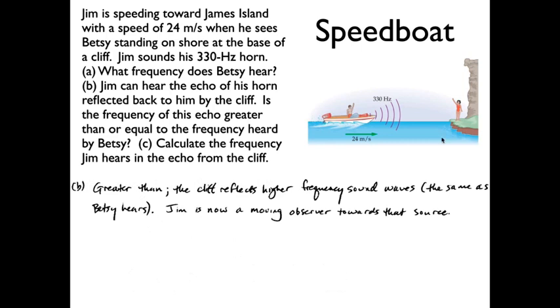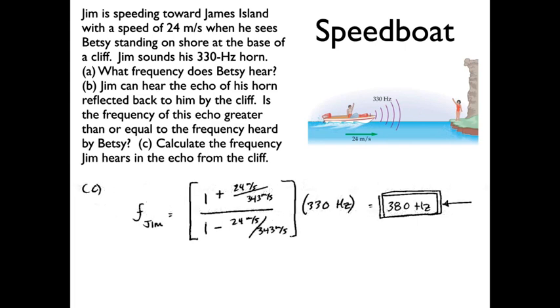Well, those 355 hertz waves are going to bounce off the cliff, and they're going to come back to Jim. And now you have a situation where he is a moving observer moving into that sound. So he's going to encounter wave fronts at a greater rate than he would if the boat were stationary. And so he is going to hear an even greater frequency than Betsy does. The cliff reflects these 355 hertz waves, but now Jim is a moving observer moving at 24 meters a second towards those 355 hertz sound waves.